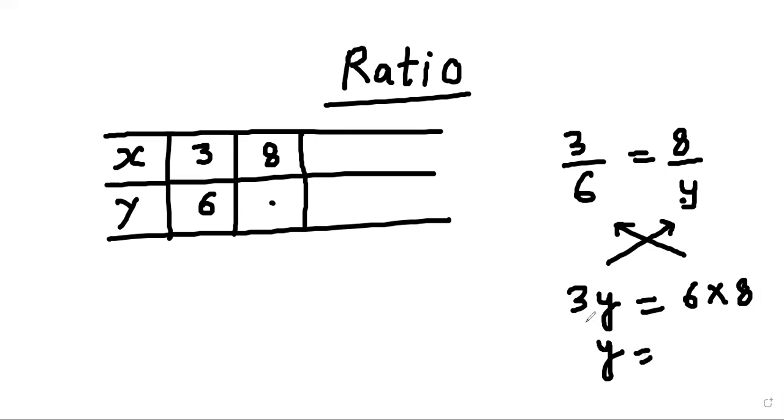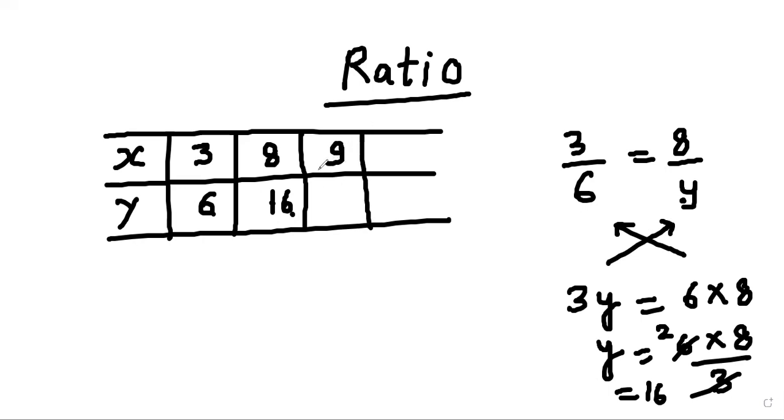Now, y will be equal to, we can divide both sides by 3. 6 into 8 divided by 3. We can consider 3, 2, 6, so it will be 16. So here the answer is 16. We can also observe 3, 2, 6. So 8, 2, 16. If we write here 9, then if we apply that concept, like 3, 2, 6, 8, 2, 16, then 9, 2, 18.